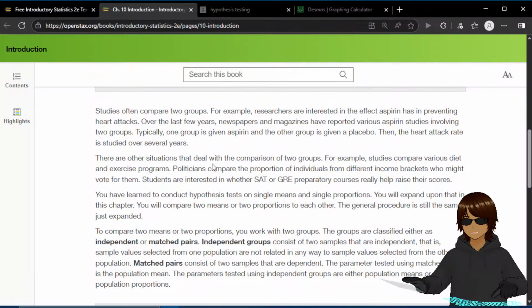There are situations that deal with the comparison of two groups. For example, studies compare various diet and exercise programs. Politicians compare the proportion of individuals from different income brackets who might vote for them. Students are interested in whether SAT or GRE preparatory courses really help raise their scores.